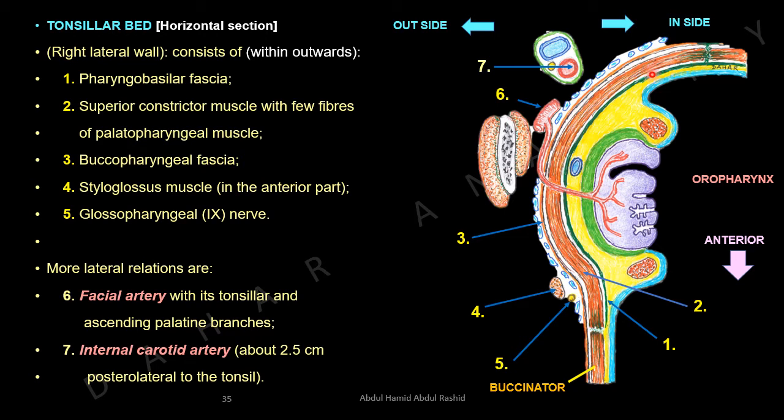Lateral to it, or outside this fascia, are the superior constrictor muscles. Anteriorly, there's a raphe, that is the pterygomandibular raphe. More anterior to it is the buccinator muscle. So this raphe is between the buccinator and superior constrictor muscle.